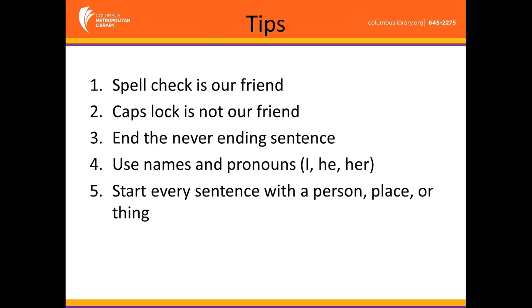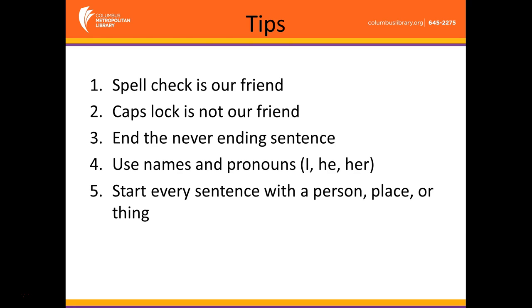Number 3, the never-ending sentence. You'll see this a lot in incident reports, especially when people are focusing on being chronological, that there'll be a run-on sentence. So try to avoid that and make sure that you're having really clear, succinct sentences that get the point across. Use names and pronouns: I, he, her.